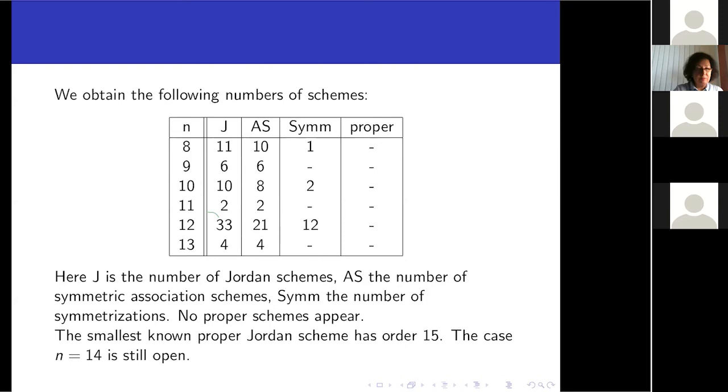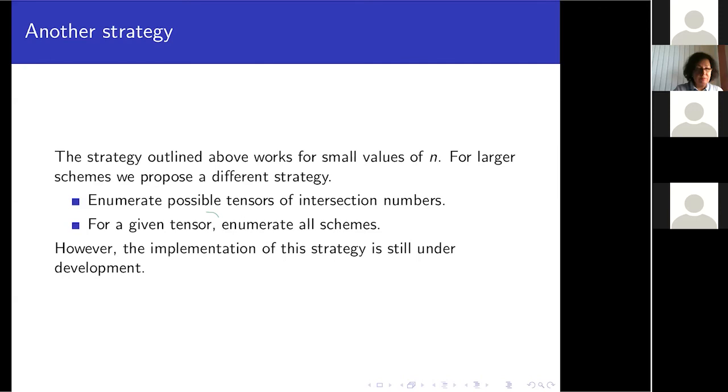As an outlook, I think there should be a better way to go about this. Well, we do not start from the basic graphs, but we start from the possible tensors of structure constants or intersection numbers. We first of all can enumerate these tensors. And then for each of these tensors, we have much more information, and then we can try to enumerate schemes based on these tensors. But this is under development, and that is maybe a topic for another talk.